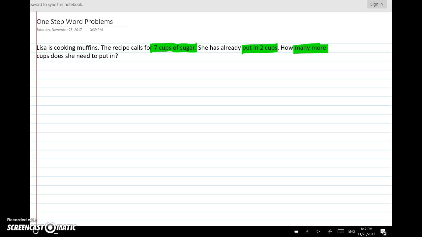Again, I know you can figure this out in your head, but they want to see an equation, a one-step equation, to help us solve this. So, the recipe calls for 7 cups of sugar. In total, we need 7 cups. She's already put in 2. We want to know how much more. So how much more is this X?